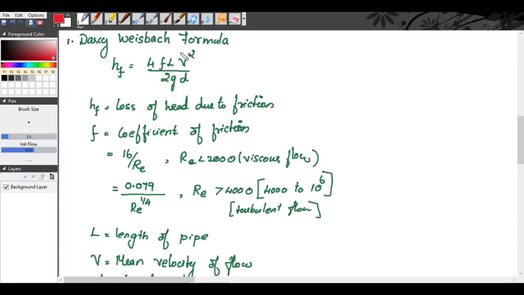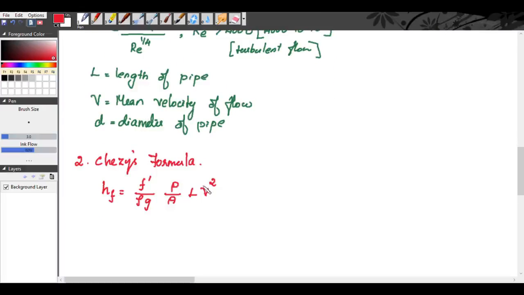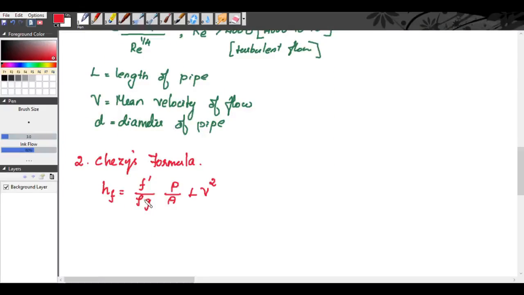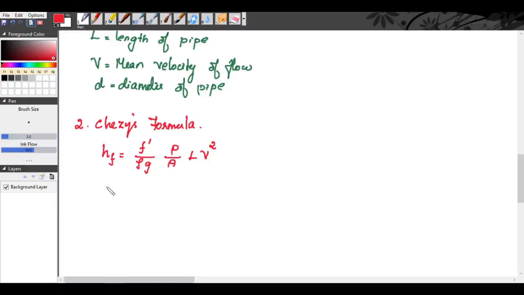This L V square is common. The other terms are F dash by rho G into P by A. In this formula, HF is the same, the loss of head due to friction. Now, this P by A, you can write as 1 by M, or rather A by P.